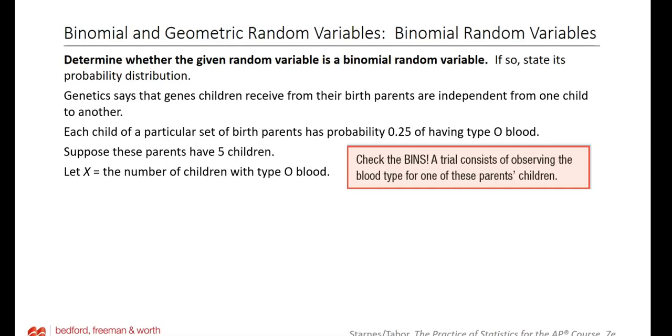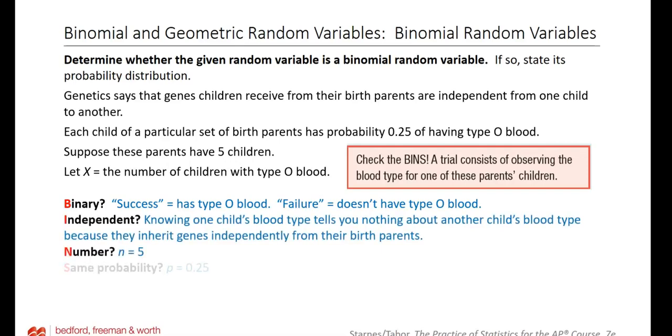And then S, same probability of success. Every time they have a kid, it's a 0.25 chance for this particular couple. I don't know if that's always true, but evidently for this couple, that's true. So it seems to pass all the tests there. Same probability, 0.25. Notice for the last two, those are variables, right? The set number is 5, so N is 5. And the set probability of success is 0.25, so P is 0.25.